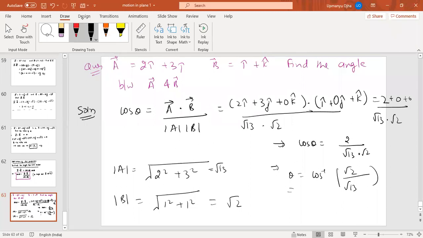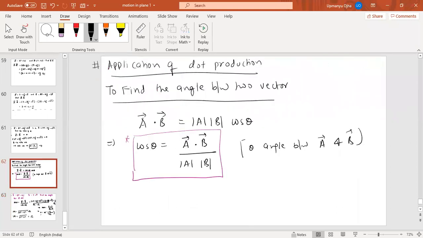Okay, how root 2? See, 2 can be written as root 2 into root 2. So root 2 will cancel out. So we get root 2 by root 13. Okay, fine. Any problem, any doubt in this?